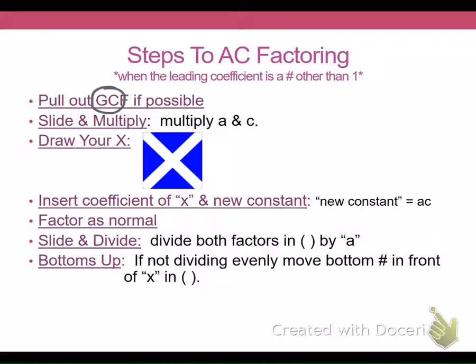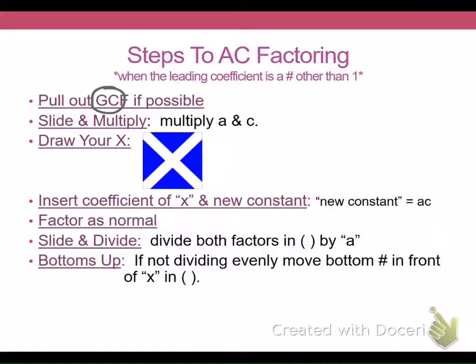Then we've got 2 extra steps. Again, because the leading coefficient is going to be something other than 1, we're going to have to slide and divide. We're going to have to take that A value at the top and slide it down and divide it by both of the factors in parentheses.